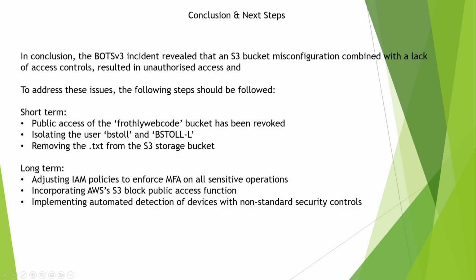In conclusion, the BOTSv3 incident occurred through the misconfiguration of an S3 bucket, which escalated due to the combined lack of access controls and detection implementations, which ultimately resulted in the unauthorized upload of a text file and the potential exposure of sensitive company information. To address this incident, the following steps derived from the lessons section should be followed.